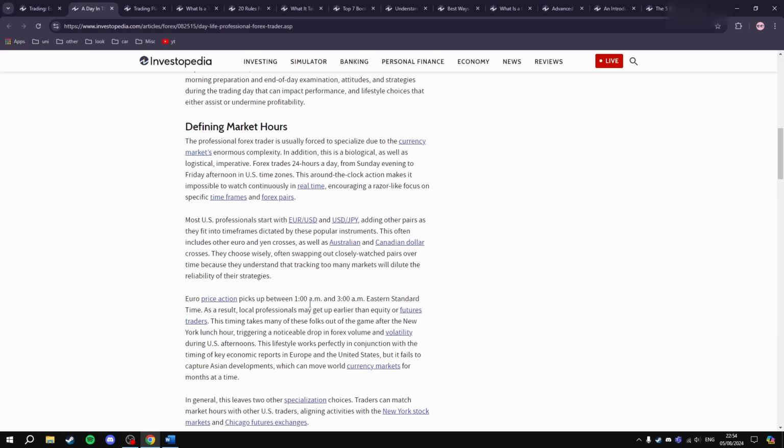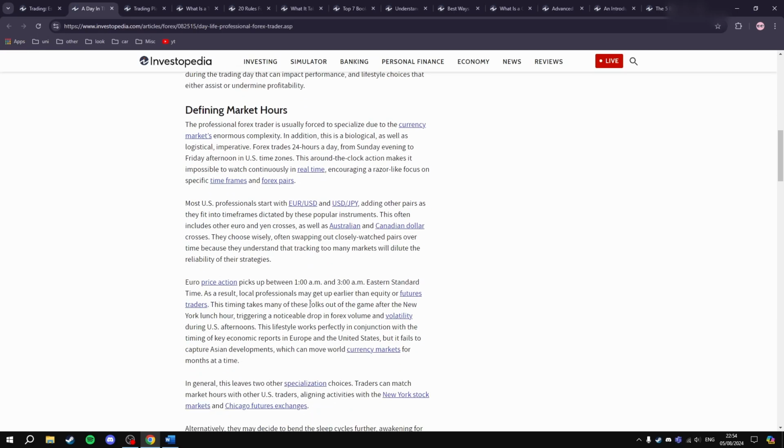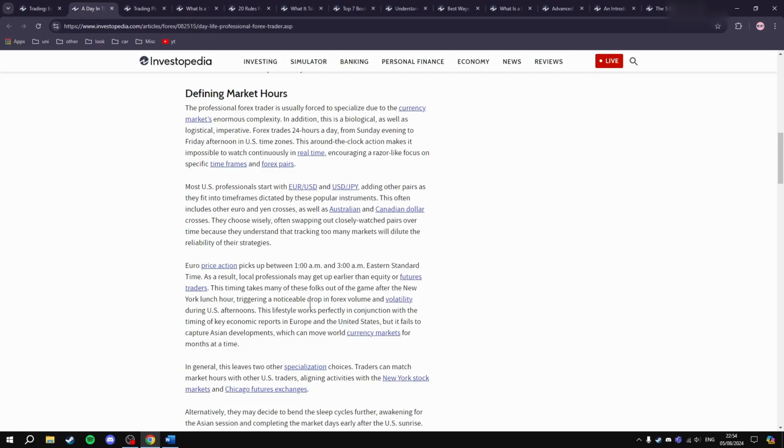Defining market hours. The professional Forex trader is usually forced to specialize due to the currency market's enormous complexity. In addition, this is a biological as well as logistical imperative. Forex trades 24 hours a day from Sunday evening to Friday afternoon in US time zones. This round-the-clock action makes it impossible to watch continuously in real time, encouraging a razor-like focus on specific time frames and currency and Forex pairs.